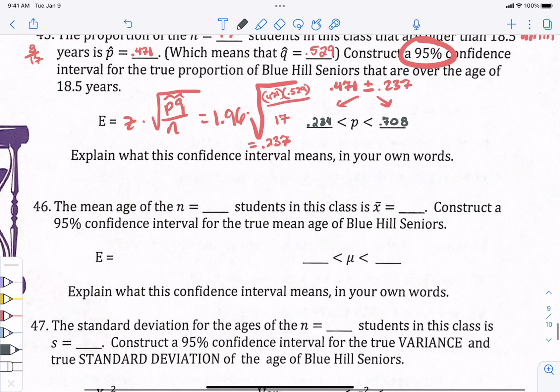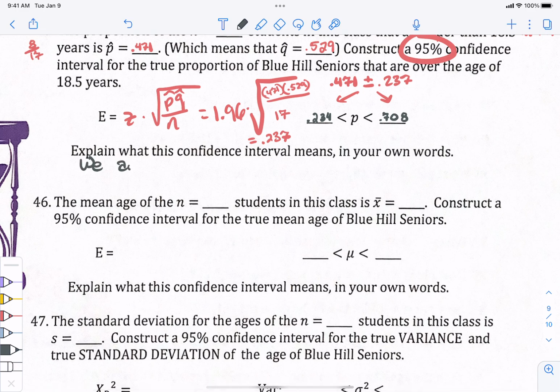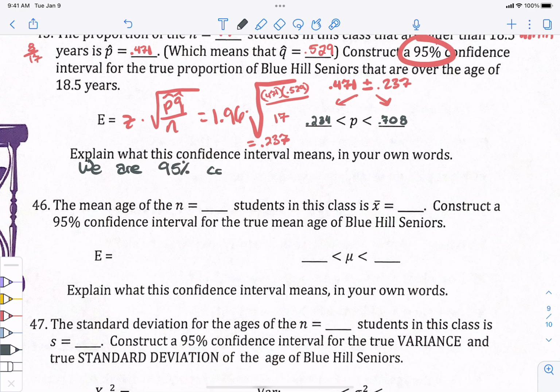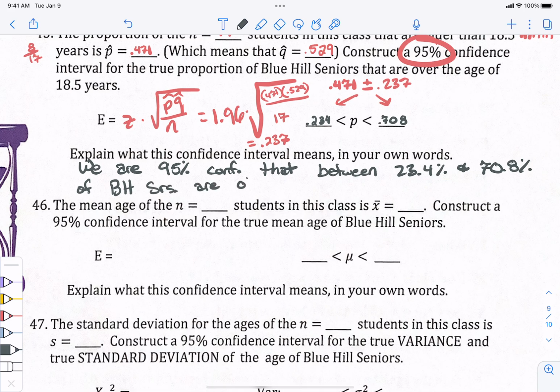So what does this mean? Explain what this confidence interval means in your own words. We are 95% confident that between 23.4% and 70.8% of Blue Hill seniors are older than 18 and a half.